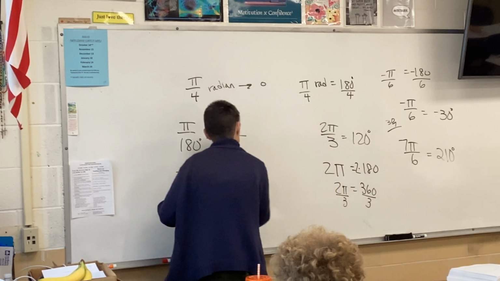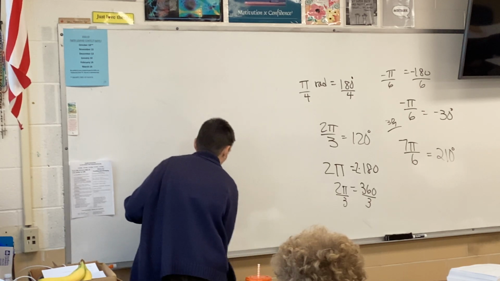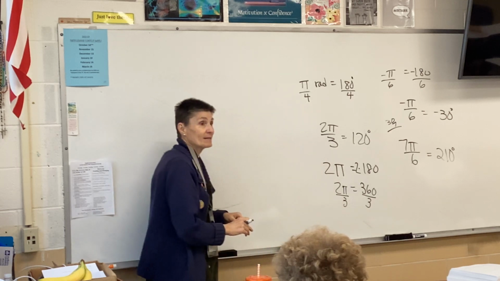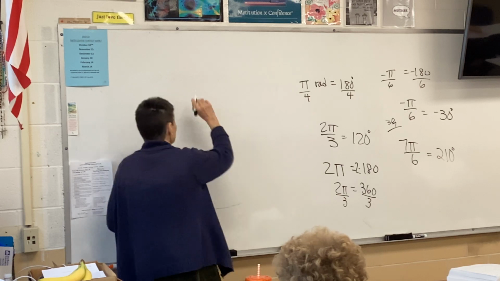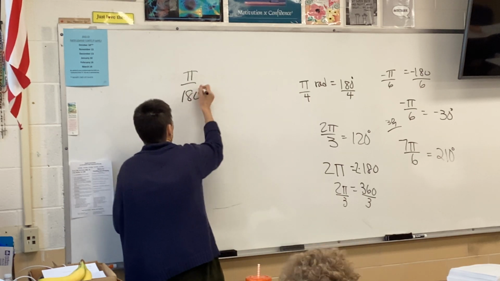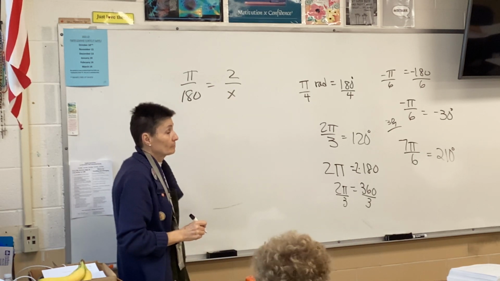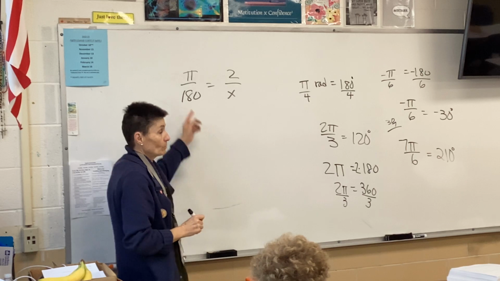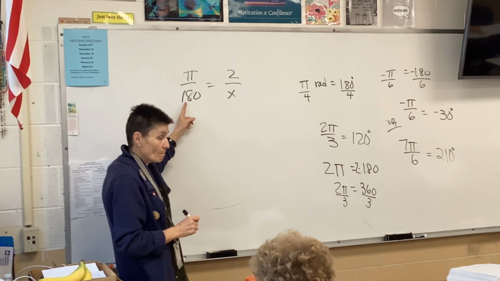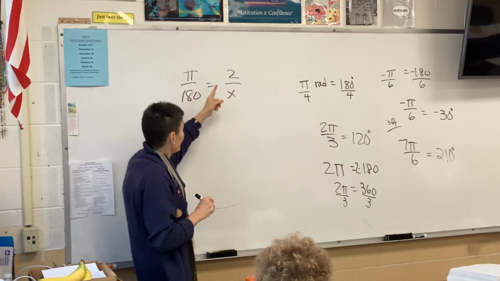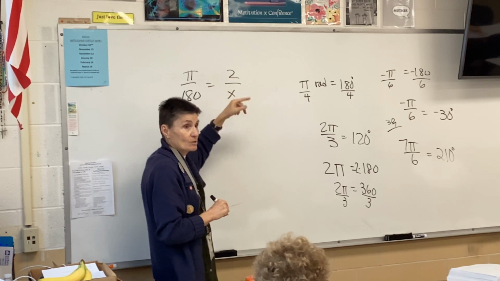Now, E, you cannot do that. What is E missing? Doesn't have a pi. And if it doesn't have a pi, you can't do the whole pi equals 180 thing. There's no pi in there. So what we do is set up our proportion, and it looks like this. Now, we know, we've done this a few times now, pi is the same as 180. Why did I put the 2 on the top? Why did I put 2 over x instead of x over 2?